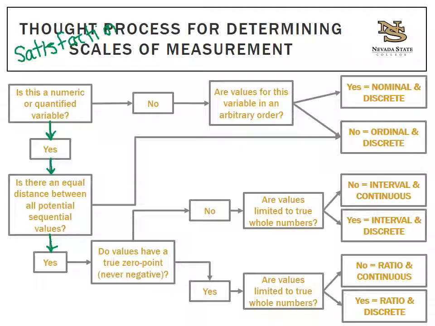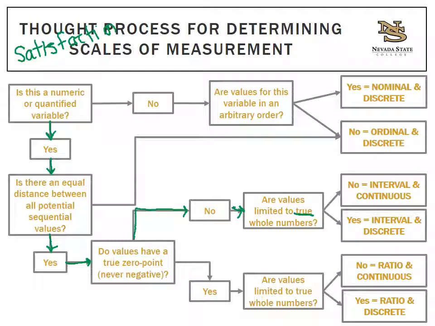Now we ask ourselves, do those values have a true 0 point and can never be negative? Now this is tricky because in the scale, you can't have negative values, right? It goes from 1 to 7, but there's not really a true 0 point. Remember, a true 0 point means that never or none has to be there, right? To where if there was a 0 for this variable, it means a complete absence of whatever we're measuring. So we are going to say no, there's not a true 0 point. And now this one is tricky too. Are values limited to true whole numbers?